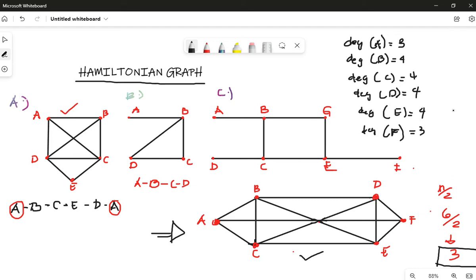Now do not confuse the Hamiltonian graph with the Euler graph, because in the Euler graph, we will be using each edge only once, and we will go back to our starting point. Here in the Hamiltonian graph, we will be using the vertices. Okay?